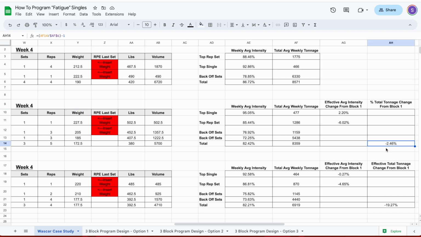But we ended up doing 2.46% less total tonnage, not because we changed the actual repetition schemes too much. It was because of the intensity drop causing a 2% drop. So not only did we have a 6% drop in average intensity on the rep work, we also had a 2.4% drop in the total tonnage on the volume.